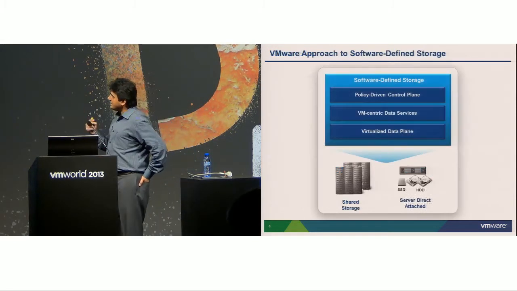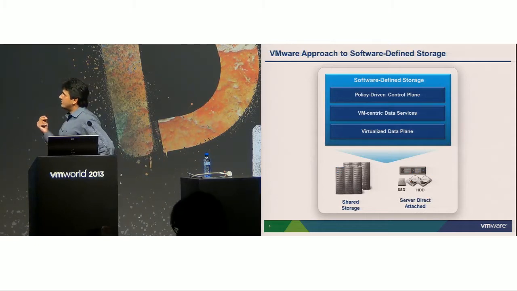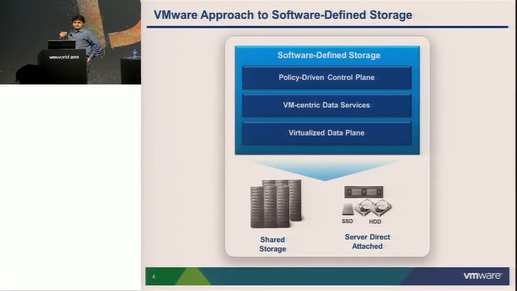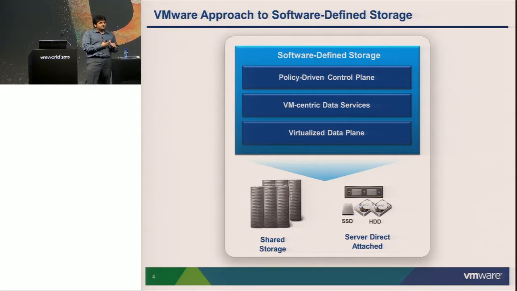And the main components of VMware software-defined storage is three components. The first component is a virtualized data plane, which allows you to abstract and pool external storage, shared storage, or direct attached storage. It's a virtualized data plane which allows you to abstract and pool storage, either direct or shared. And as you'll see, vSAN falls in this category, direct attached storage.